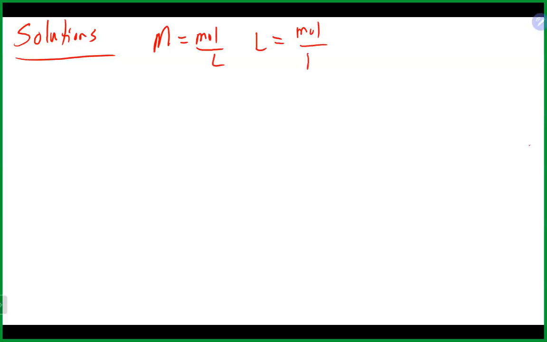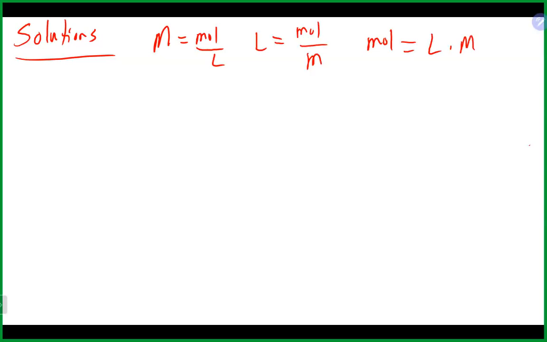Here, chapter 15. So we've been talking about solutions, and more importantly, we've been talking about molarity, which is our moles per liter, or moles of solute per liter of solution. And remember that molarity basically can act as a formula. So we can solve for any of these three things. Liters is moles divided by molarity, and moles, which is a very common conversion, is liters times molarity.